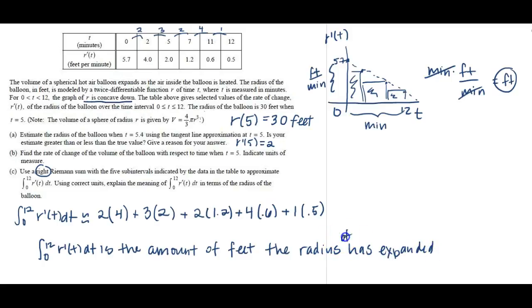So the radius of the balloon has expanded between 0 and 12 minutes. It's that quantity, it's that amount. So when I find the integral of a rate, I find that quantity. So from 0 to 12, if I integrate that rate, I'm going to get the total amount of feet that the radius of the balloon expanded between 0 and 12 minutes.